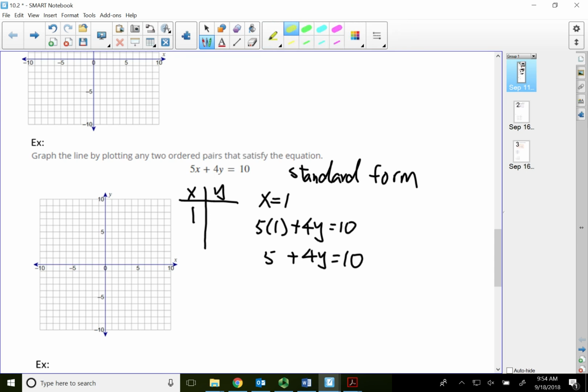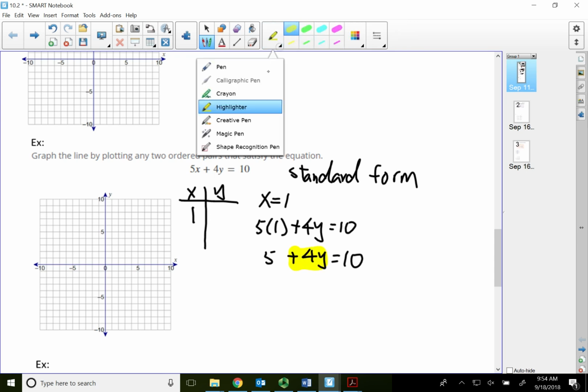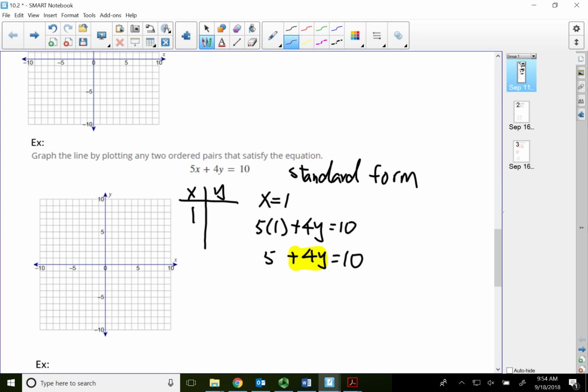My variable term is positive 4y. Since it's positive, let it stay. I'm going to move 5 over to the other side, so 4y equals 10 minus 5. Positive 5 comes over and becomes negative, so 4y equals 5. Now this is a key step: I need to divide both sides by 4. When I divide both sides by 4, I end up with 5 over 4. But 5 over 4, there's nothing wrong with this.